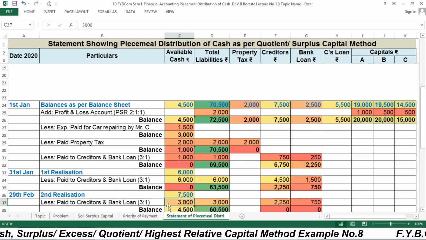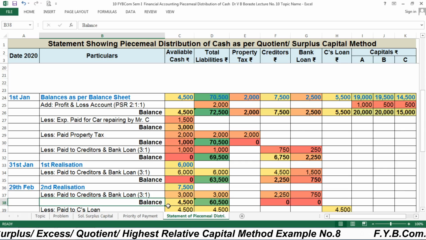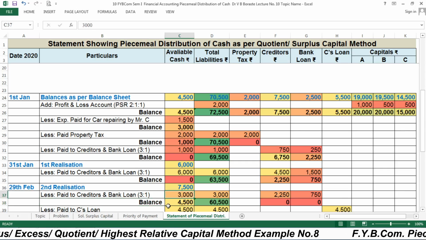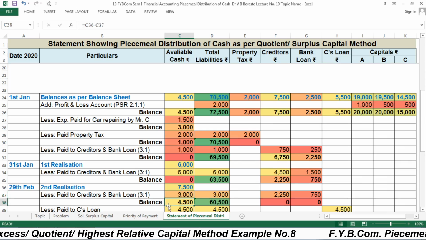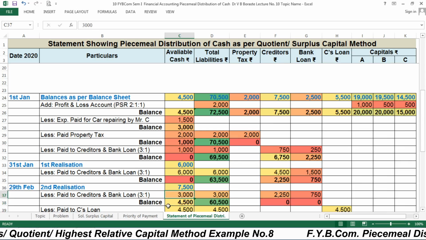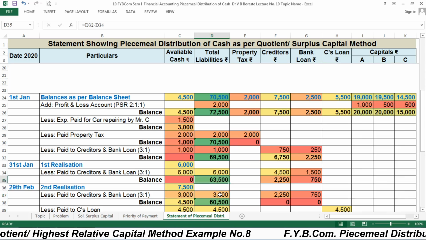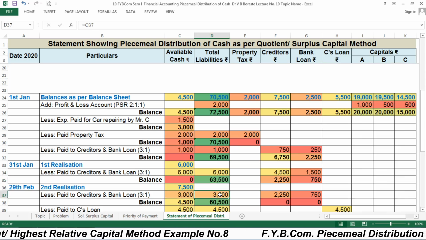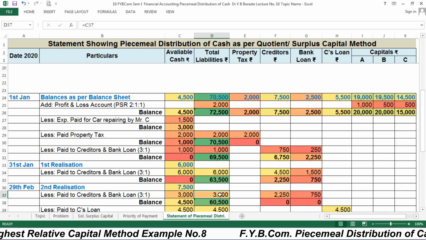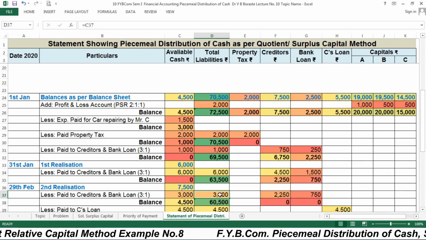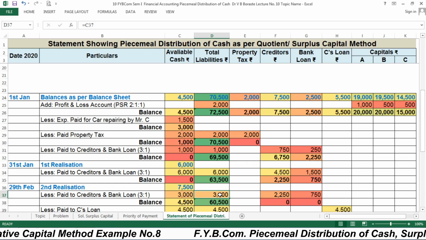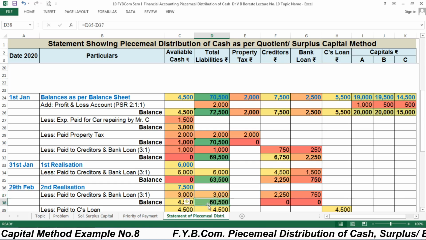After that, calculate the balance. So you can calculate the balance by subtracting the amount, that is 7,500 minus 3,000, 4,500. 63,000 was total liability. Total liability reduced by 3,000 and balance total liability 60,500. So this is the unpaid liability 60,500.